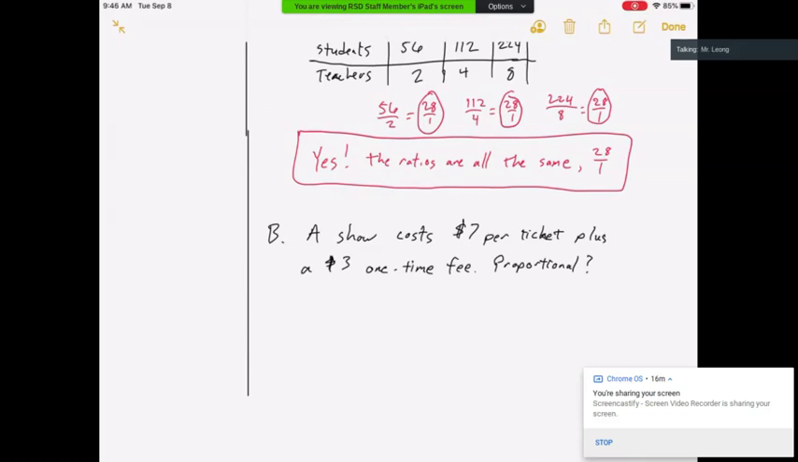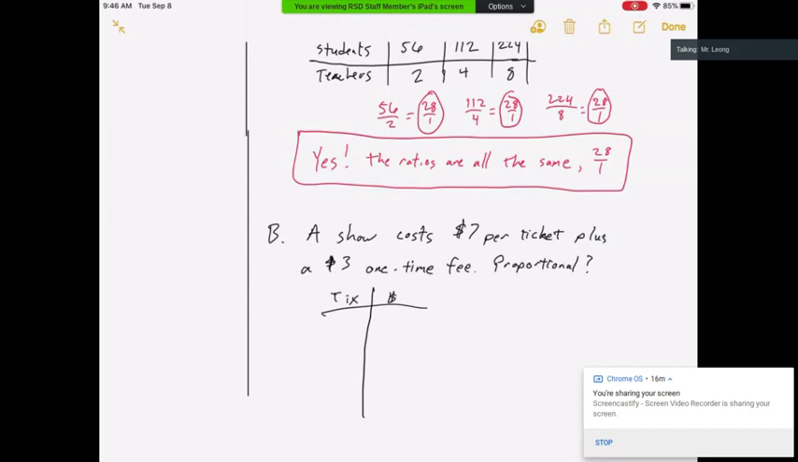But I'm going to make a little chart, and this time I'll make it vertical. So this is tickets, and this is money. That line was kind of funny. All right, so let's do the math here.